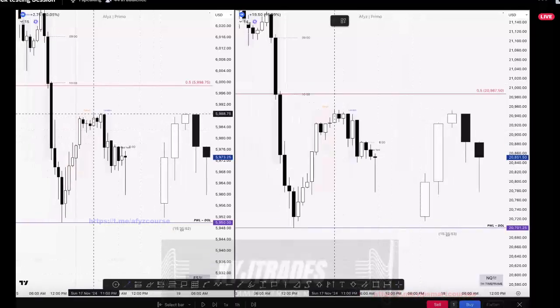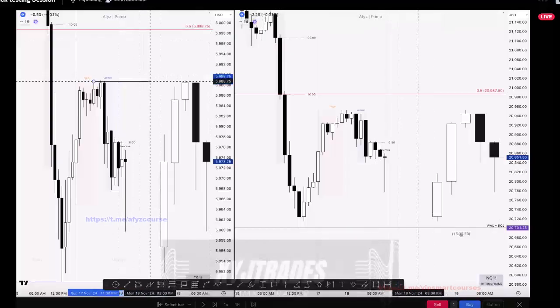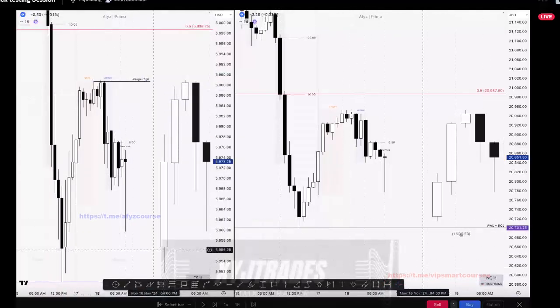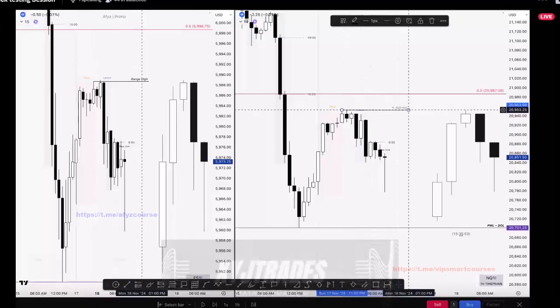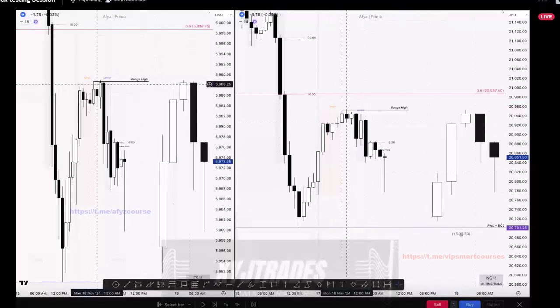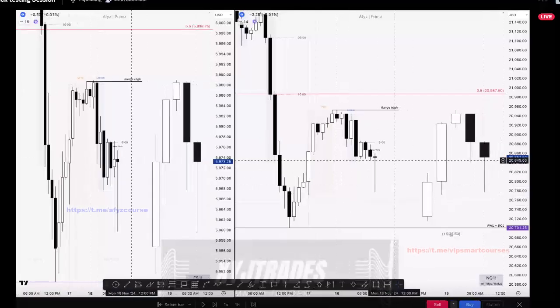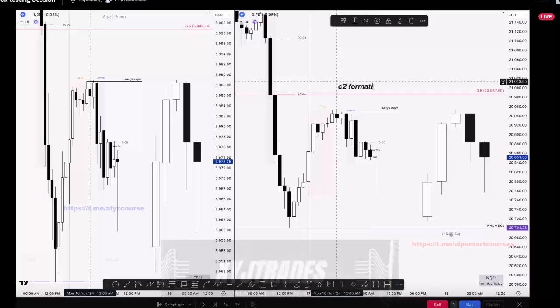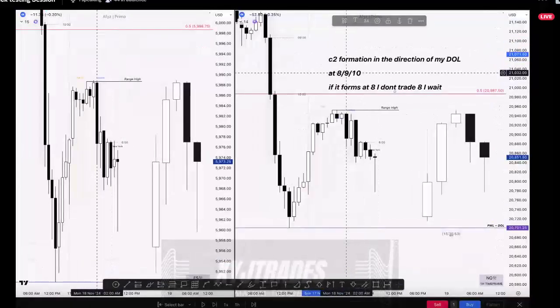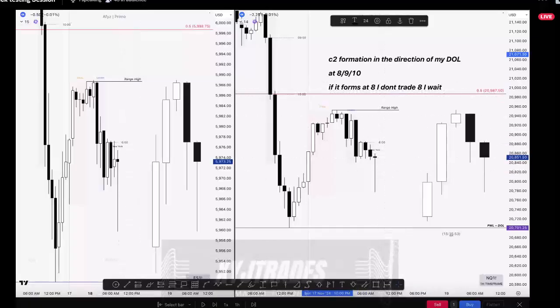Well, first of all, I'm going to note the SMT divergence at the range high. This could be my potential high of the day. I can qualify this SMT divergence at the range high as a potential high of the day. So what I'm waiting for is a candle 2 formation in the direction of my DOL, at 8, 9, or 10. If it forms at 8, I don't trade 8, I wait. I don't trade 8 a.m., I wait for after 8 a.m. But if it forms at 9 or 10, I'll trade that reversal candle.